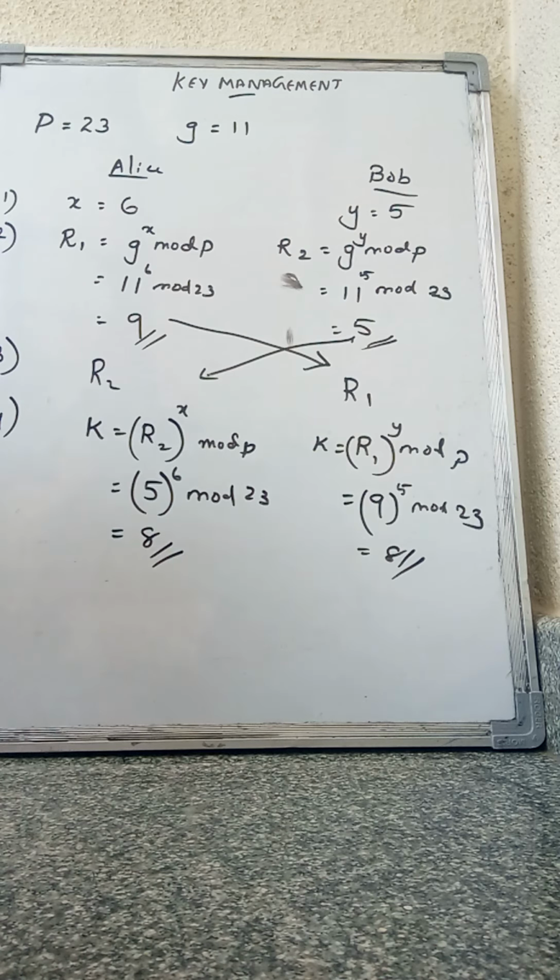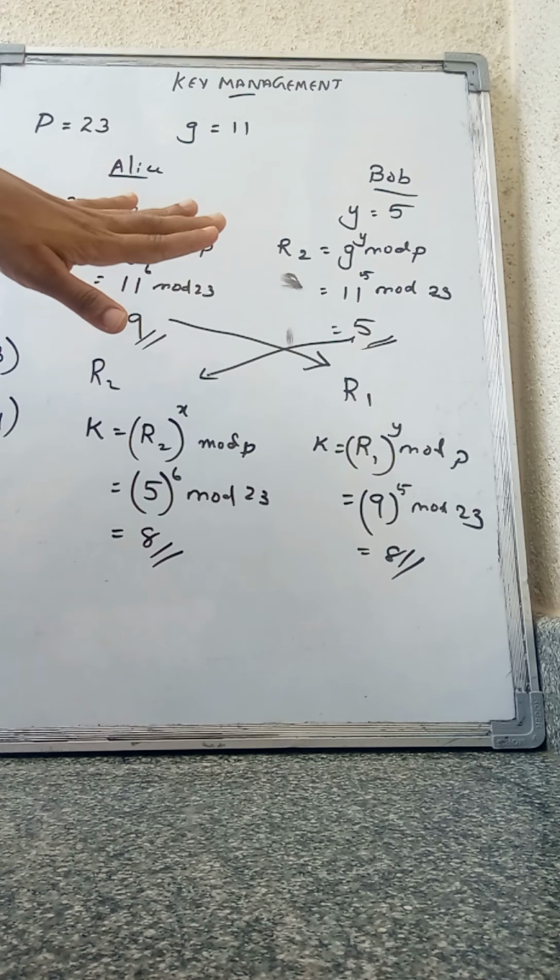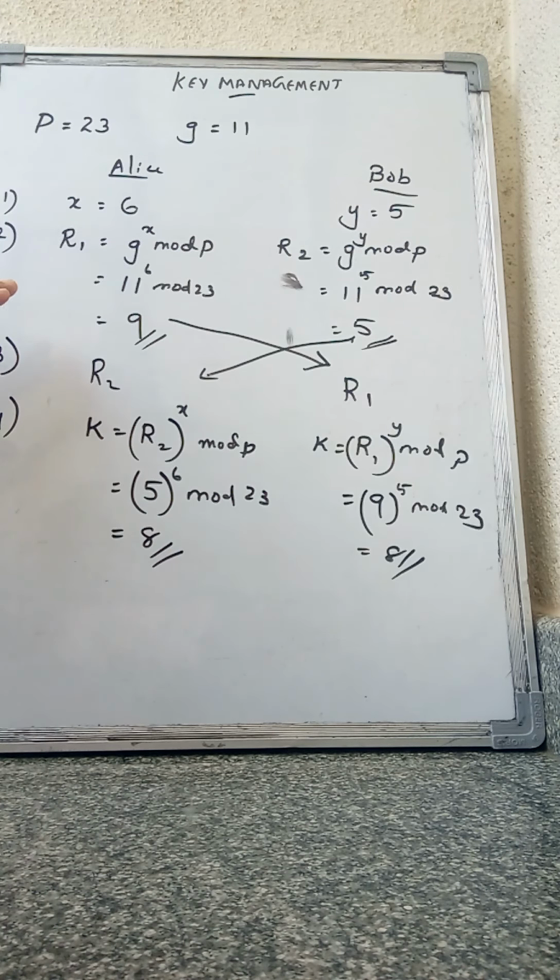So actually they are not exchanging the secret keys as such. They are exchanging an intermediate result, R1 and R2, between each other, and they calculate the secret key at their own place. This is called the Diffie Hellman key agreement method, but it has its own drawbacks.